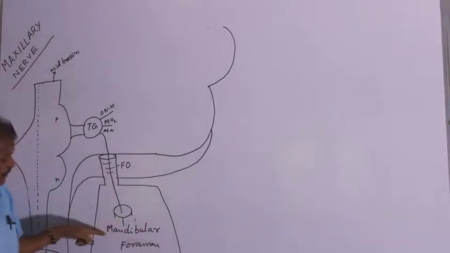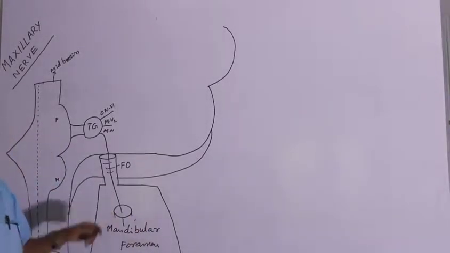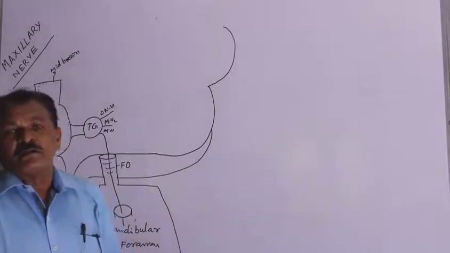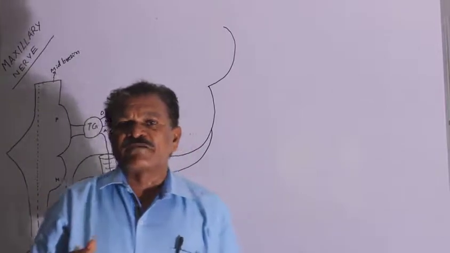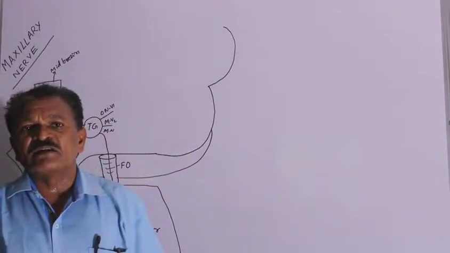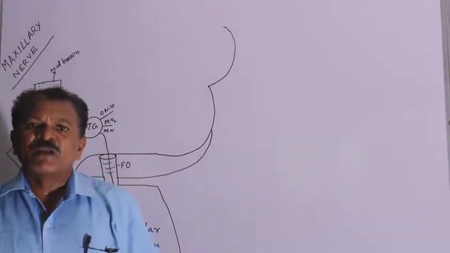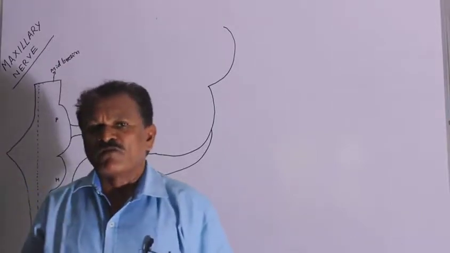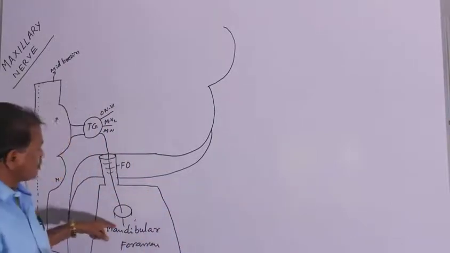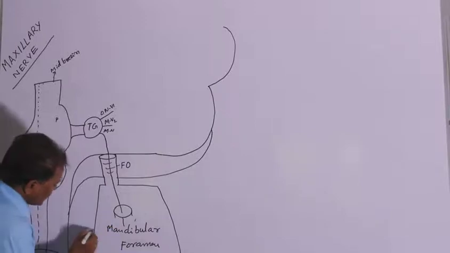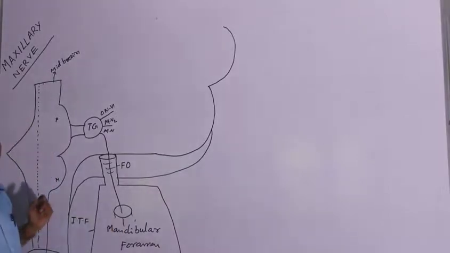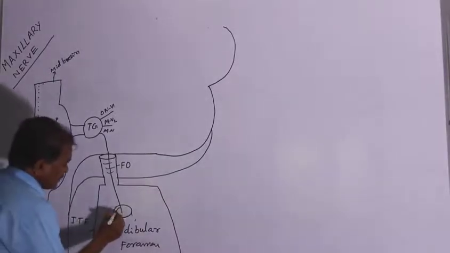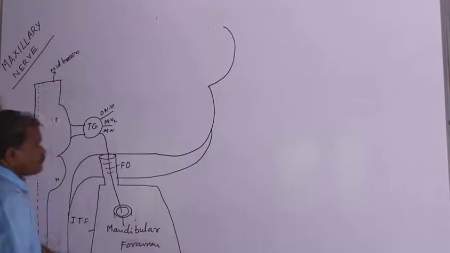In the infratemporal fossa there is the mandible. On the inner surface of the ramus of the mandible there is a mandibular foramen, and it enters into the mandibular foramen. This one is the infratemporal fossa, and this one is the mandibular foramen.